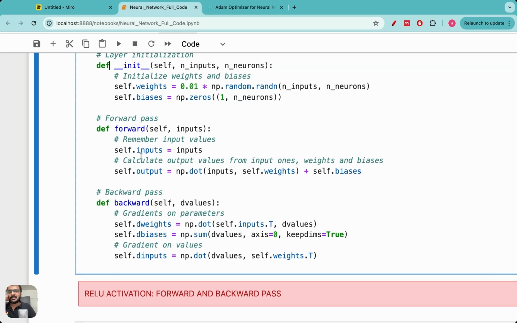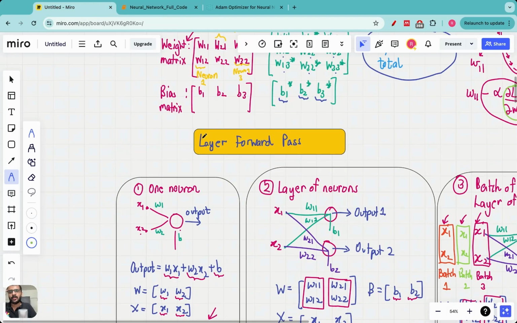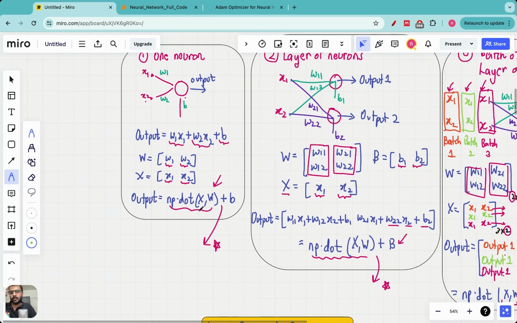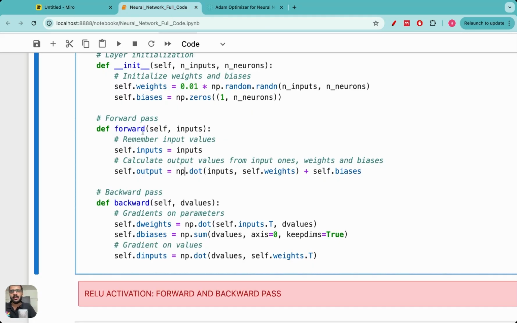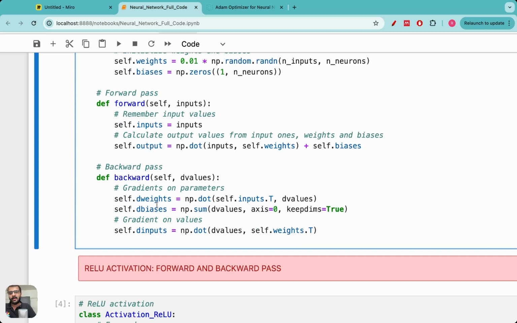When we come to the next method, which is the forward pass, this is called the forward method. As I said, the formula which we are going to use, let me again show it to you on the whiteboard, is np.dot(X, W) + b. So in the forward pass, the output is np.dot(inputs, self.weights) + self.biases, which is np.dot(X, W) + b. That's it.